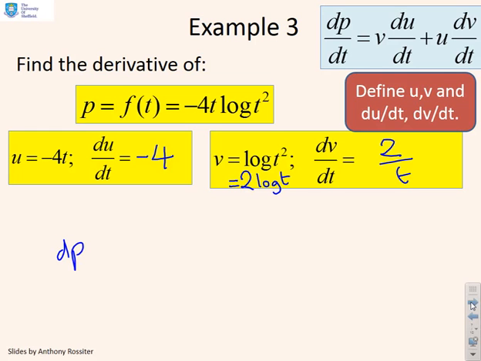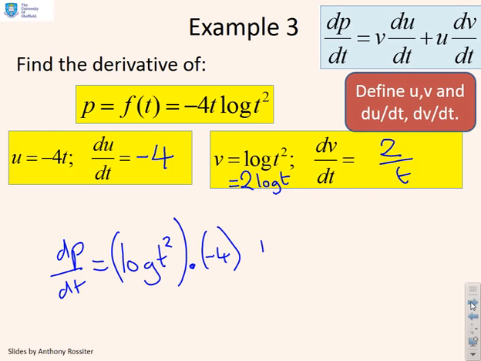So dp dt equals v, which I can write as log t squared, or I could write 2 log t, it doesn't really matter. So I've got log t squared, that's v, times du dt, which is minus 4, and then plus u, which is minus 4t, times dv dt, which is 2 over t. You'll notice I'm not trying to simplify these expressions because that's not the purpose of the video.